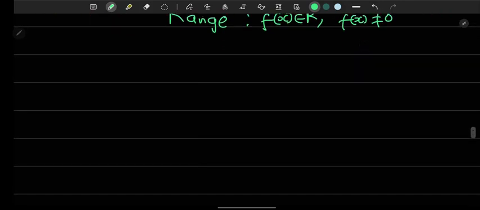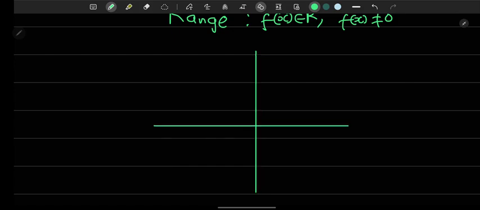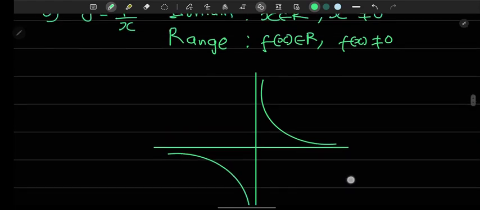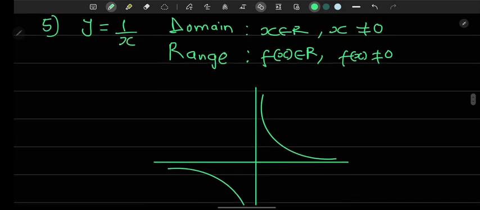So to sketch that, remember the two conditions we have there, that x can never be 0, then y can never be 0. What that tells you is that the curve must not intersect the x-axis, and likewise the curve will never intersect the y-axis. So by implication we have something like this. So this is the graph of y is equals to 1 over x.